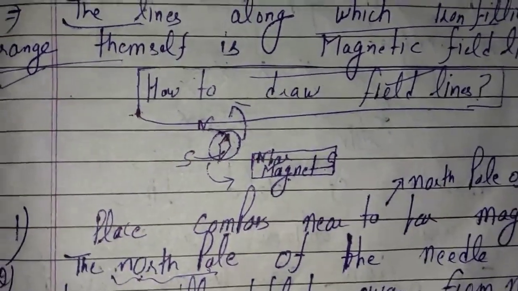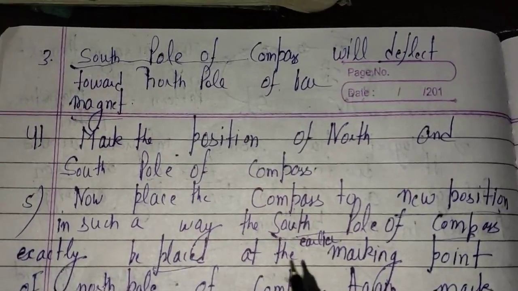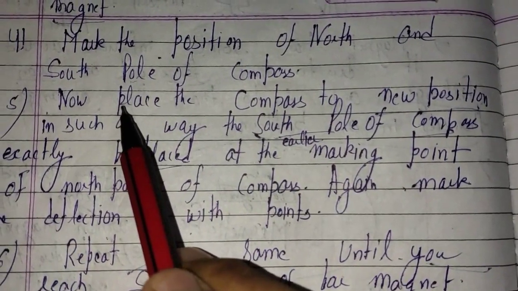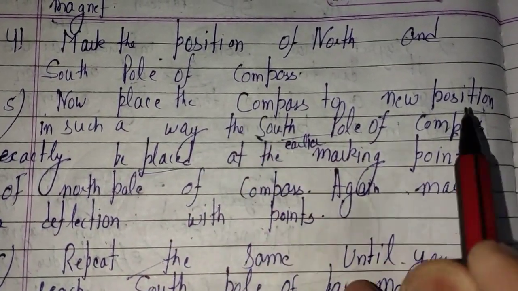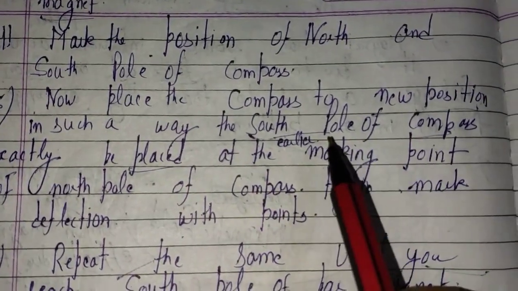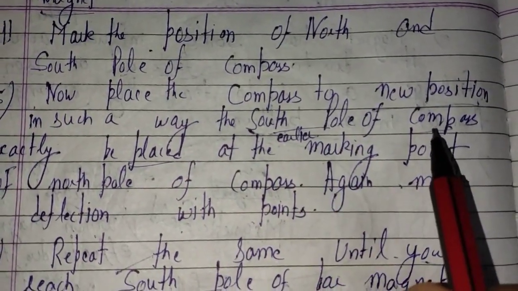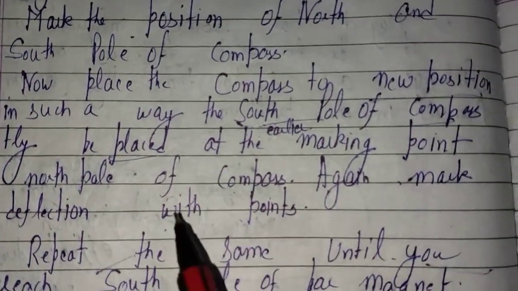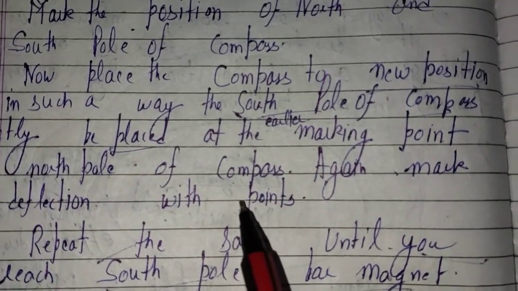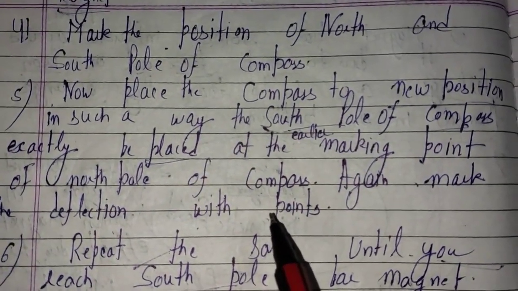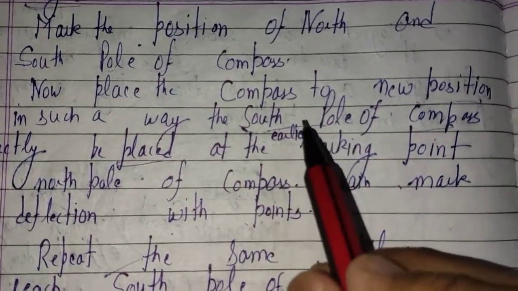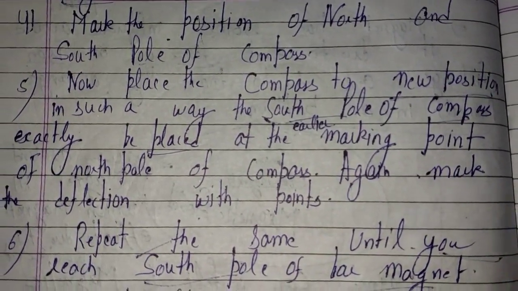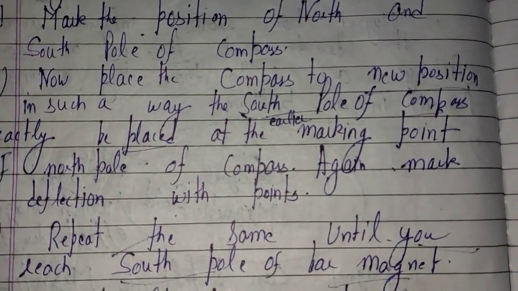Okay, now step number 2. Now you will place the compass at a new position. How? The south pole of the compass is placed at a location where earlier the north pole was placed. Now you are placing the compass at a new location such that the south pole of the compass is placed at the location where the north pole was placed in the first case.